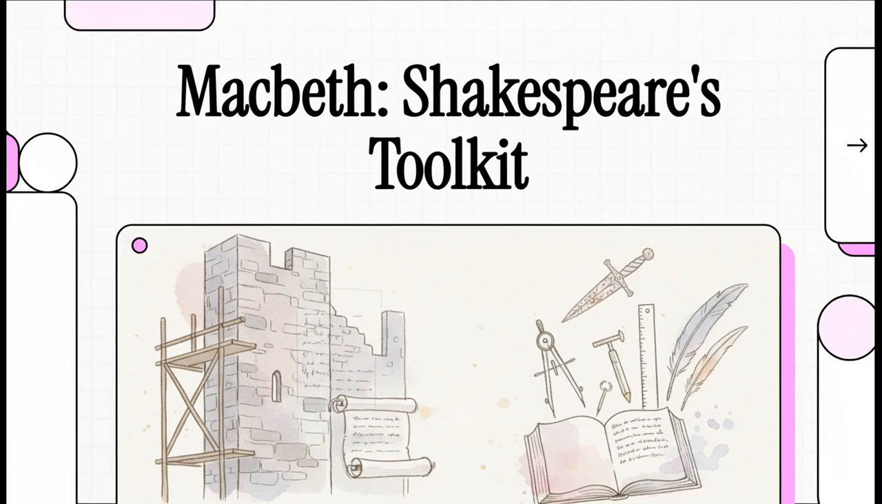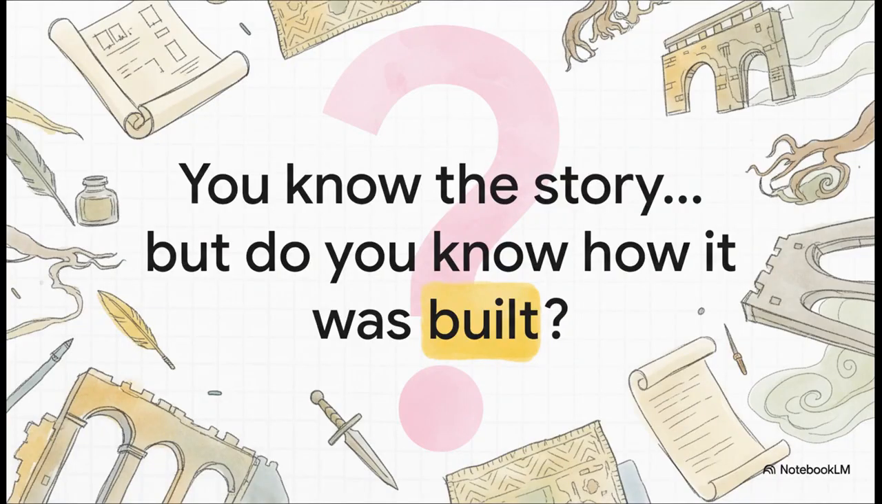We're popping the hood, opening up the toolbox, and seeing how Shakespeare, the master builder himself, actually constructed this tragic masterpiece. So, here's the real question. You know what happens, but do you know how Shakespeare makes it all happen? I want you to stop thinking of the play as just a story and start seeing it as a piece of architecture. Together, we're going to explore the blueprint, the scaffolding, and the very tools he used to build it from the ground up.